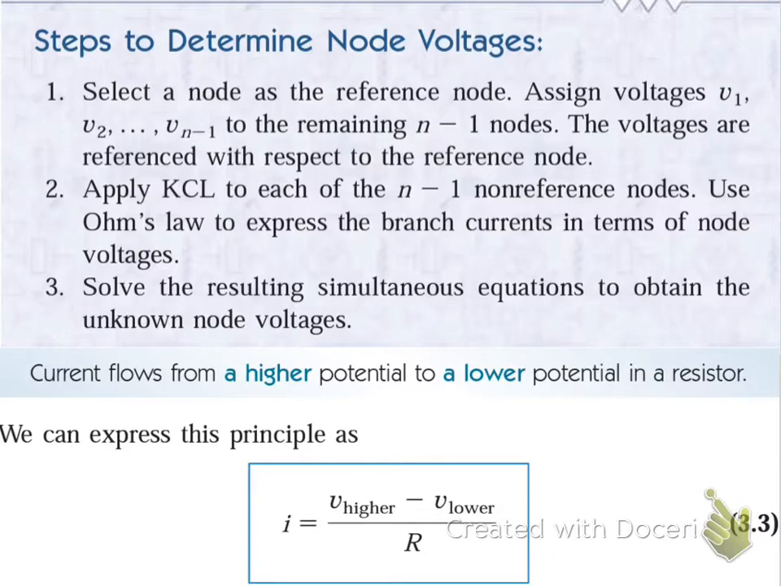Use Ohm's law to express the branches in terms of node voltages, and then you've got a bunch of simultaneous equations and you solve them. Sometimes you solve them using Cramer's rule, or sometimes you get out your calculator, your Casio FX-991ZA+, right? The way you do it, you press mode. Mode is right next to setup, right by the on button, and then you choose equation, option 5, EQN, right?